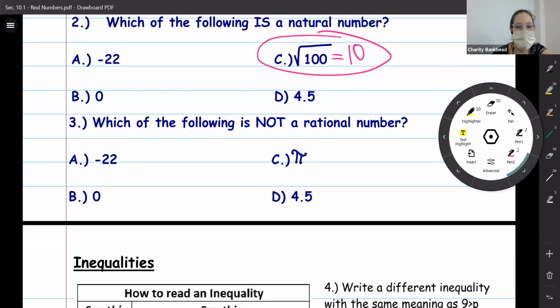And number 3, which of the following is not a rational number? What do you think? Anybody have a guess? Pi is not a rational number. Yep, it is a real number, but it is not a rational number. So it can also be described as an irrational number.